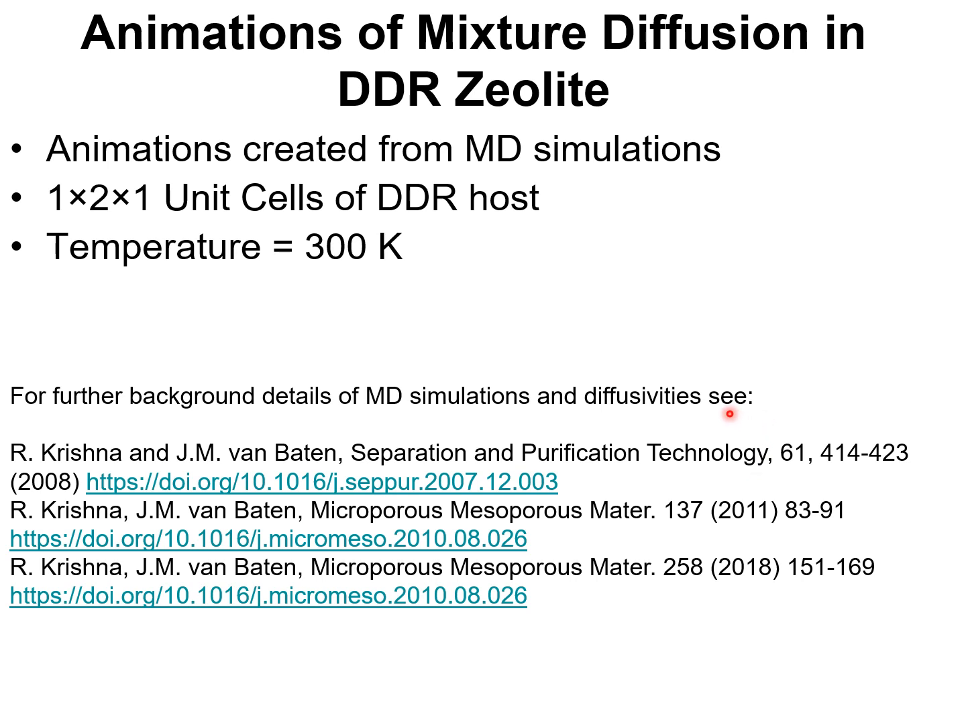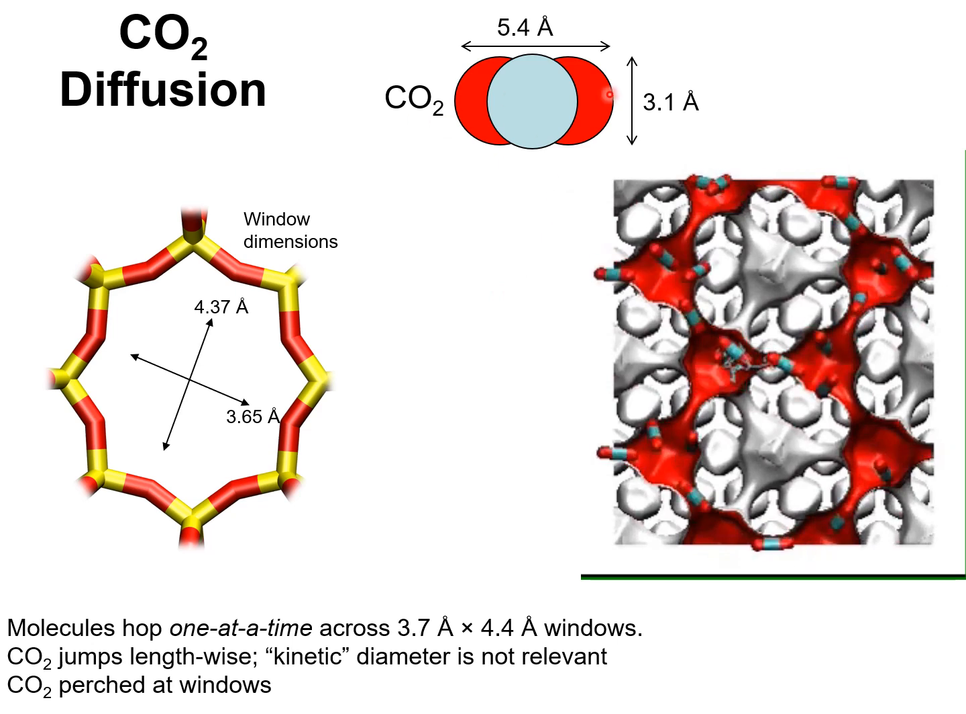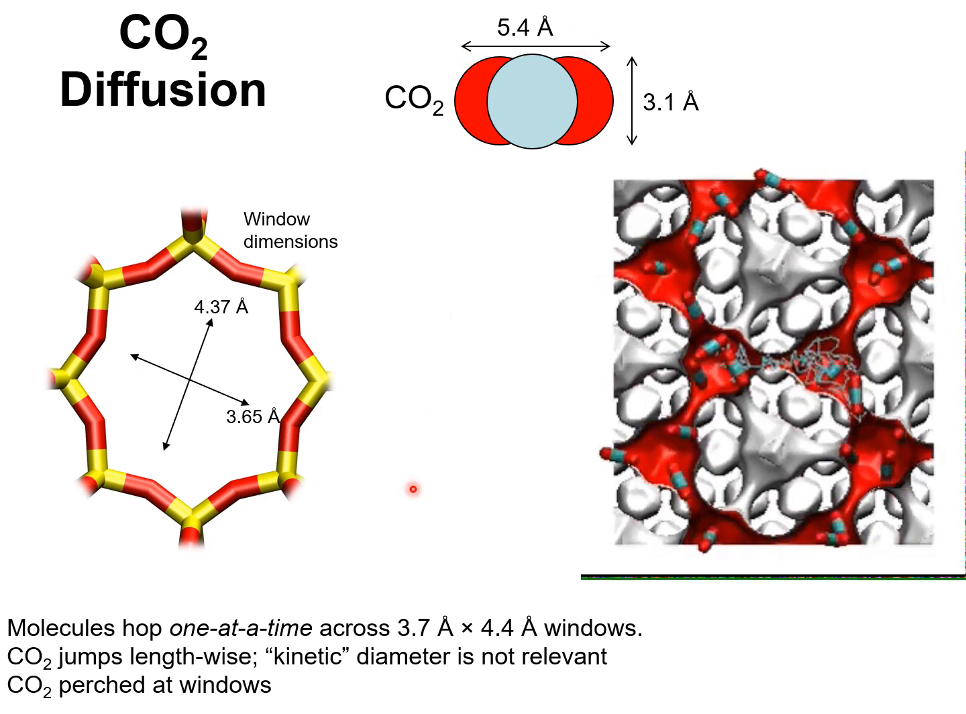We conducted molecular dynamics simulations at 300 Kelvin. Details of the simulation methodology and data on diffusivities are provided in the published literature. Let's have a look at CO2 diffusion. CO2 is a pencil-like molecule with a much smaller cross-sectional size, 3.1 angstrom, and a much longer length, 5.4 angstrom. The CO2 molecule can only diffuse lengthwise from one cage to the adjacent cage.